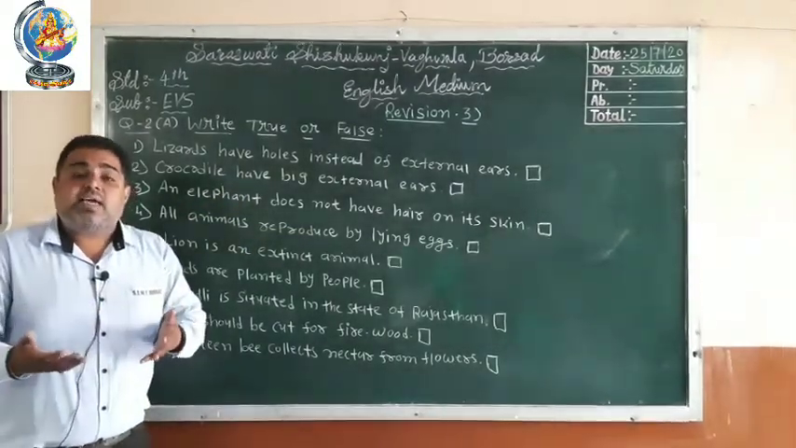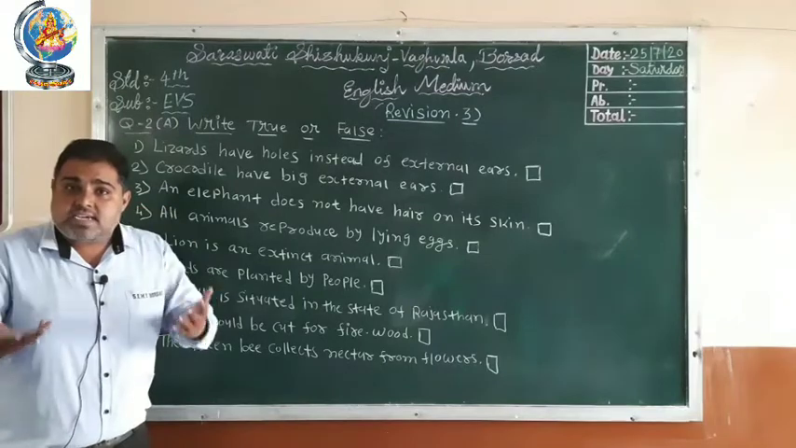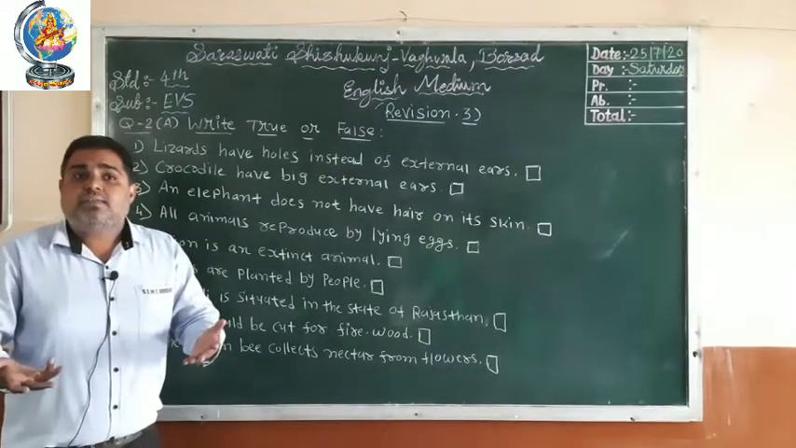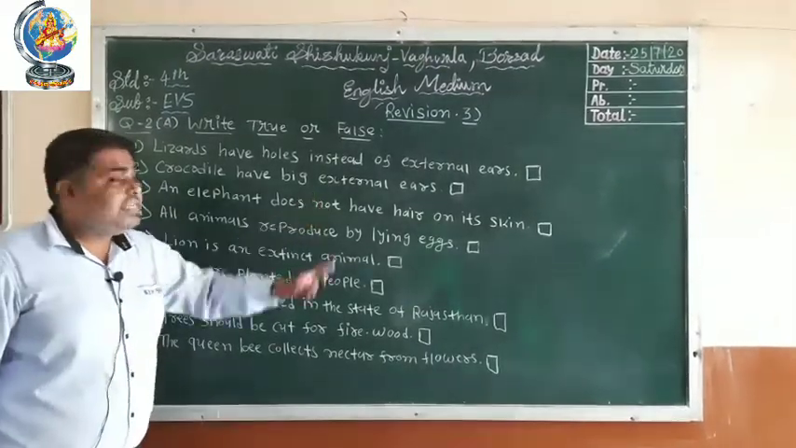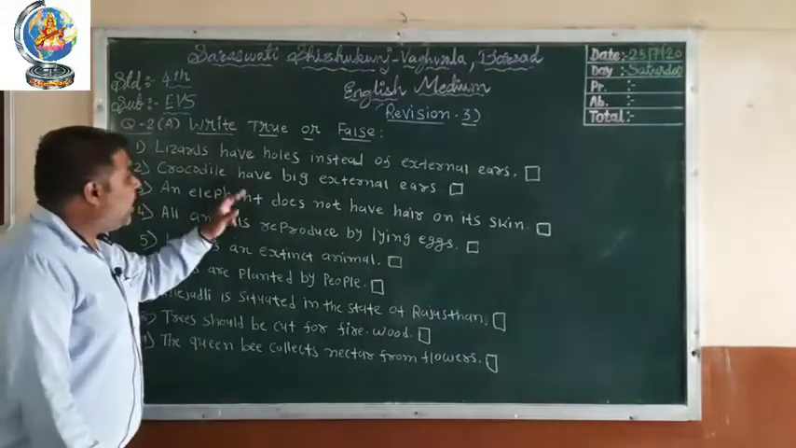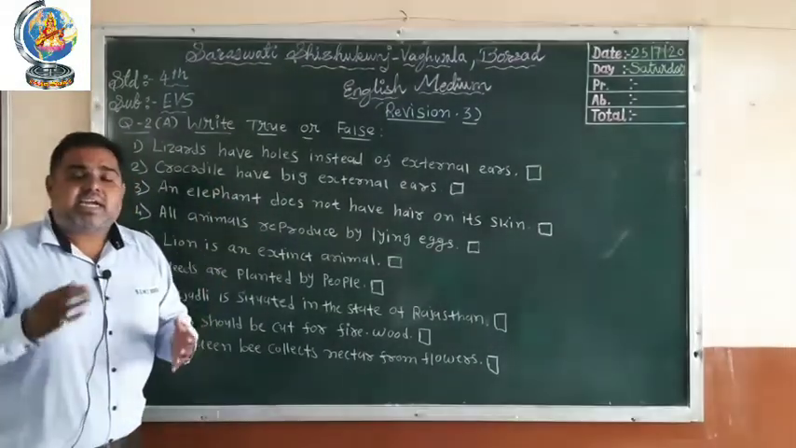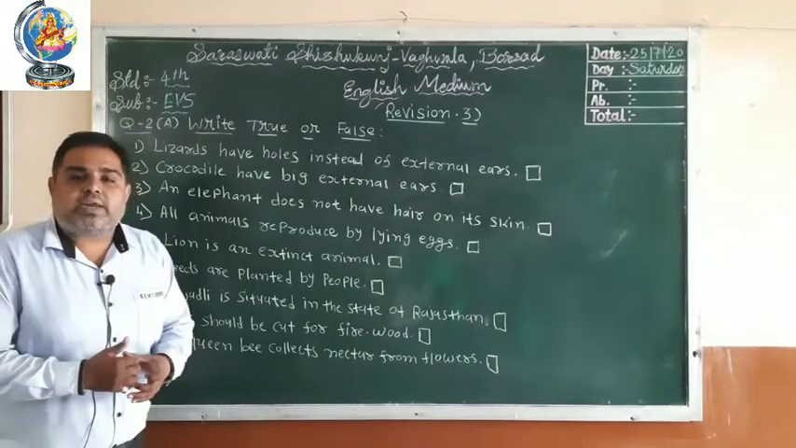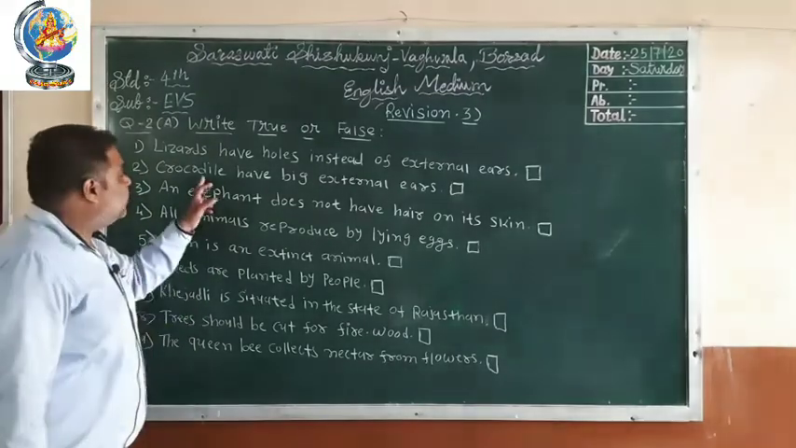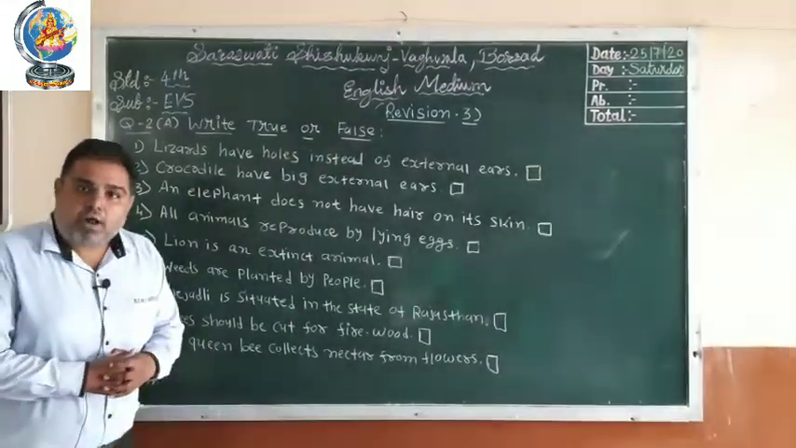Second, crocodiles have big external ears. So students, can we see a crocodile's ears? We cannot see. That is why this statement is false. A crocodile does not have external ears. It also has tiny holes on its head. So this statement is false.